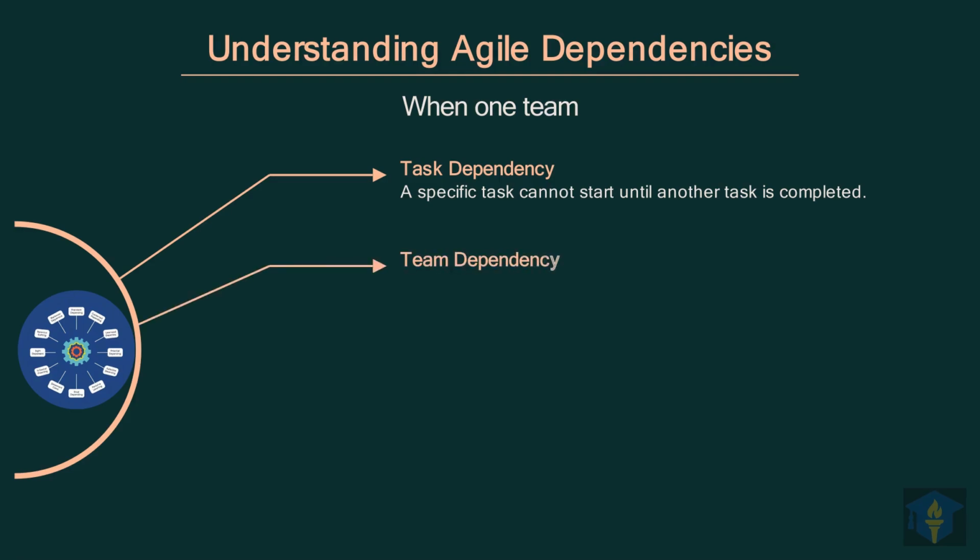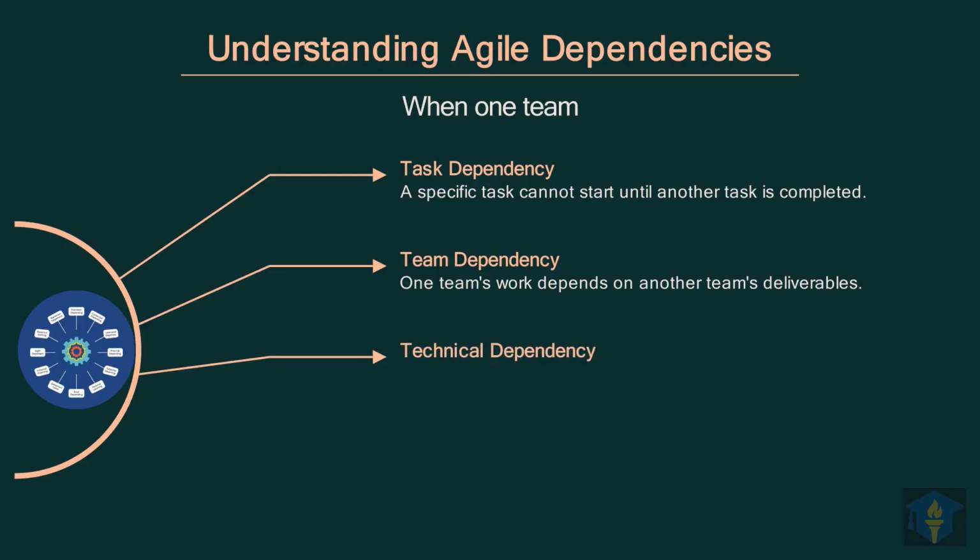This means a particular task is blocked and must wait for a prerequisite task to be finished before it can proceed. Next, consider team dependency, which arises when one team's deliverables are reliant on another team's output. Here, a team cannot complete its work because it needs specific deliverables or input from another development team.